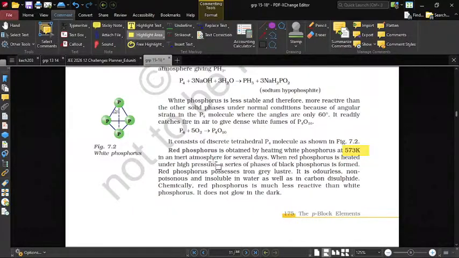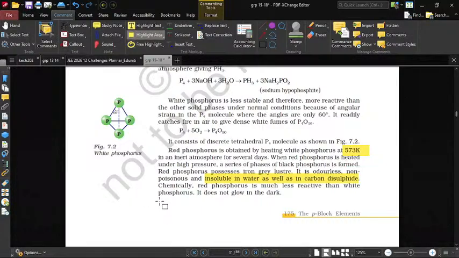When red phosphorus is heated under high pressure, a series of phases of black phosphorus is formed. Red phosphorus possesses an iron grey luster. It is odorless, non-poisonous, and insoluble in water as well as in carbon disulfide.